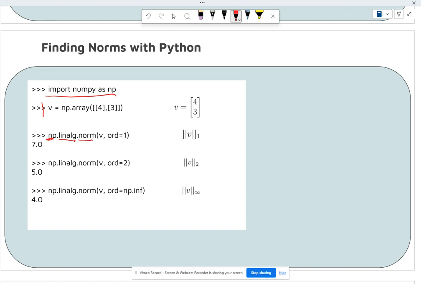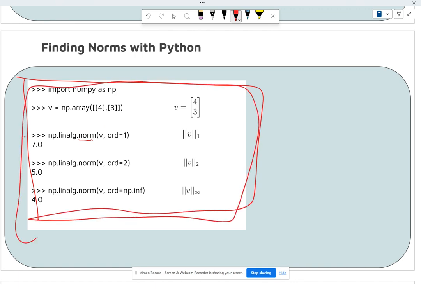At this point, you can put the v in here and say order 1. Order 1 means L1 norm, or order 2, right? Order 2, or order infinity, which over here is written np.inf. Okay, so this is how you calculate the norm.